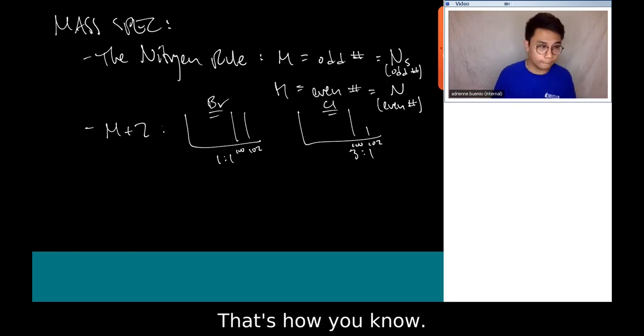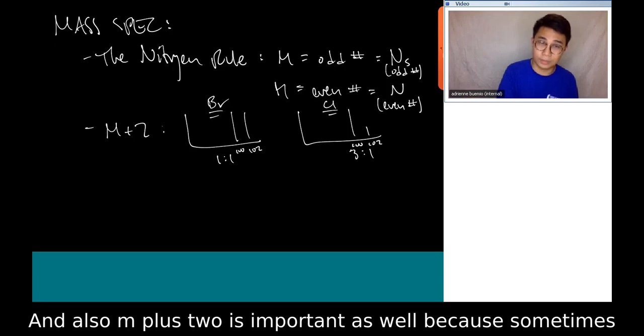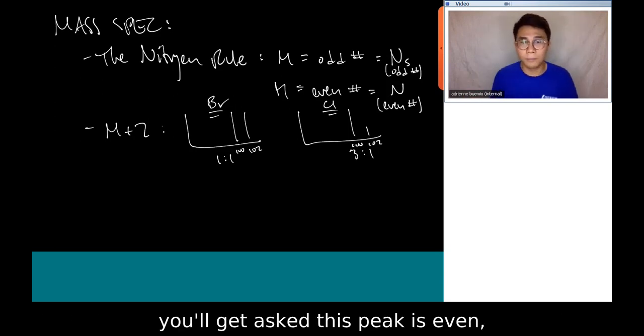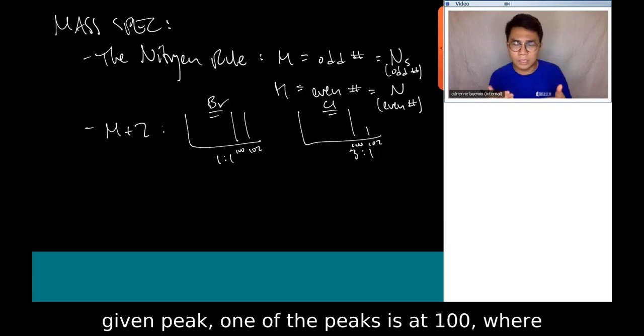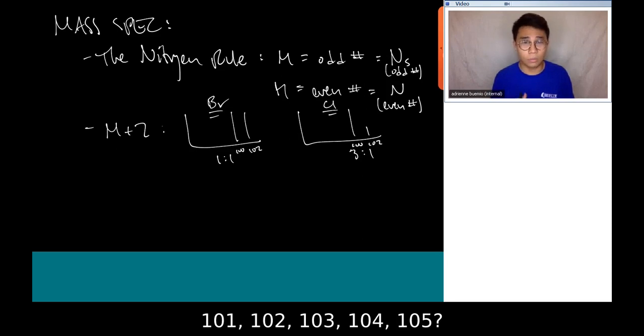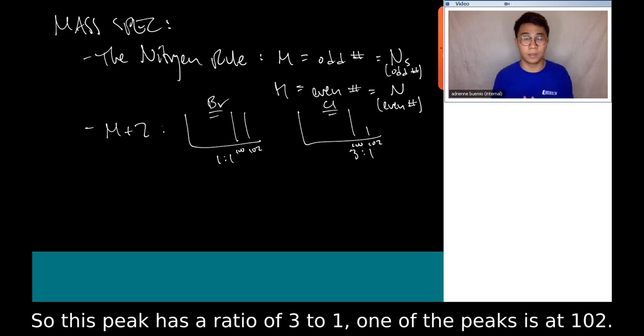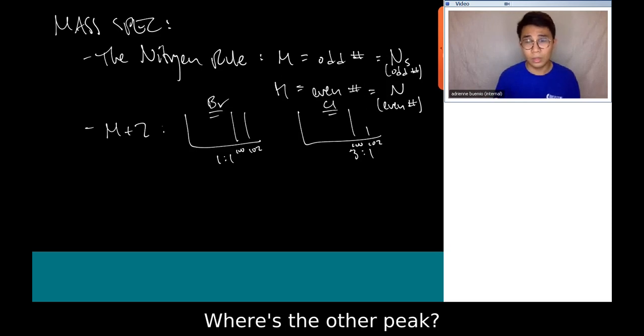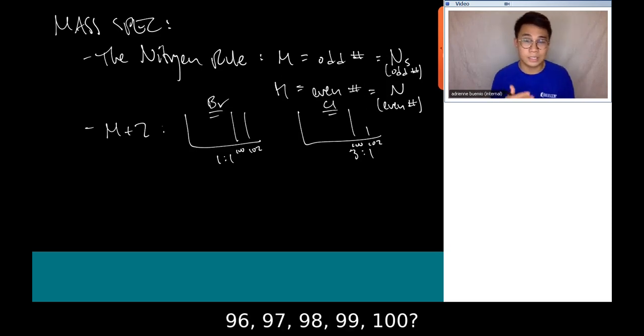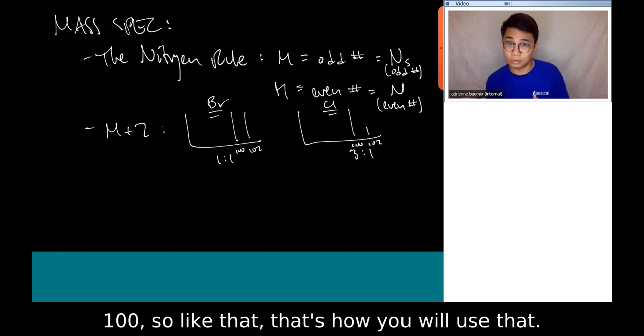That's how you know. And also M plus 2 is important as well because sometimes you'll get asked, this peak is even peaks. One of the peaks is at 100. Where's the other peak located? 101, 102, 103, 104, 105, 102, right? So this peak has a ratio of 3-to-1. One of the peaks is at 102. Where's the other peak? 96, 97, 98, 99, 100. 100, right? So kind of like that. That's kind of how you'll use that.